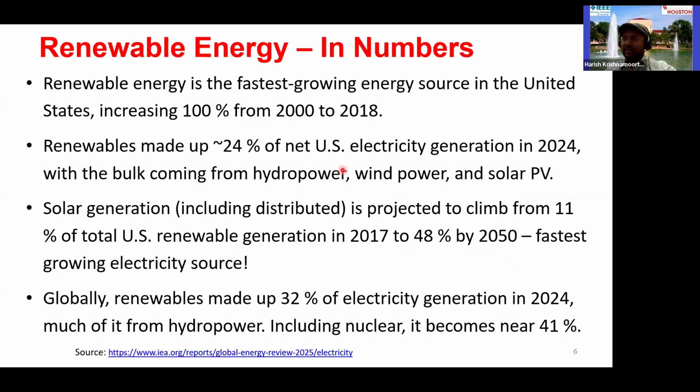Okay, renewable energy in numbers. Of course, as we see, renewable energy is the fastest growing energy source. Last year, renewables made about 24% of the total energy, combining hydropower, wind power, and solar PV. So that is moving very fast as well. Solar generation is rapidly moving. I have some numbers from Texas later on, and you will see how much solar energy is advancing in the US.